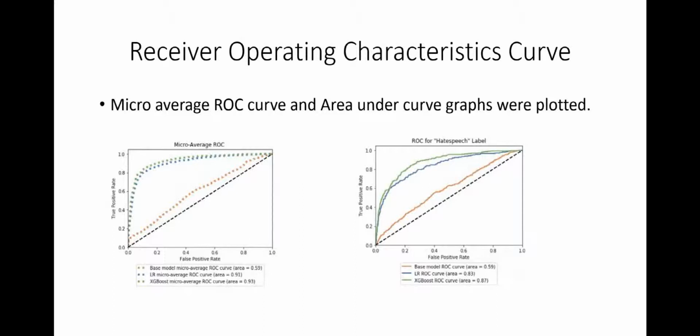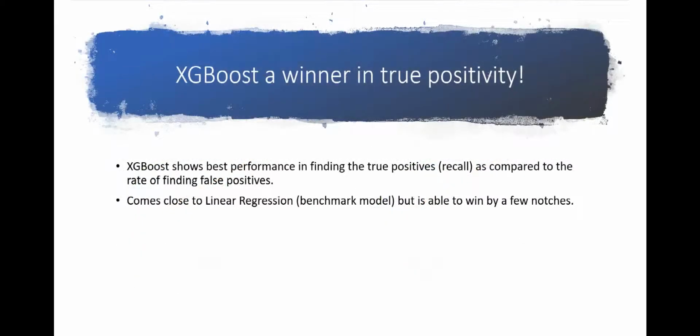As we can see from the receiver operating characteristics curve, the XGBoost, if you consider the micro average curve over here, or the area under the curve graph, in both of them, XGBoost has performed the best, even as compared to the linear regression model, which was trained by weighting it with the hate words. So XGBoost comes out to be performing really very well when it comes to the recall, the true positive rate against the false positive rate, and XGBoost is a winner in true positivity over here. It comes very close to the linear regression model, the benchmark model, but is able to win by a few notches, although it's trained with the whole data.